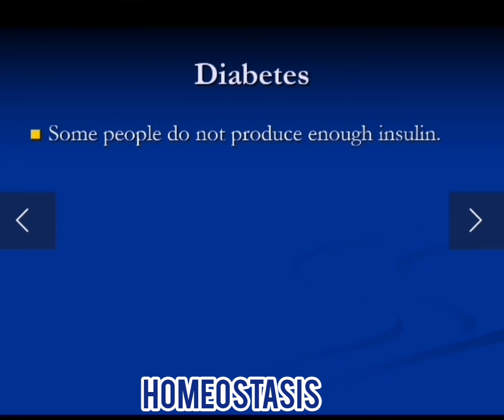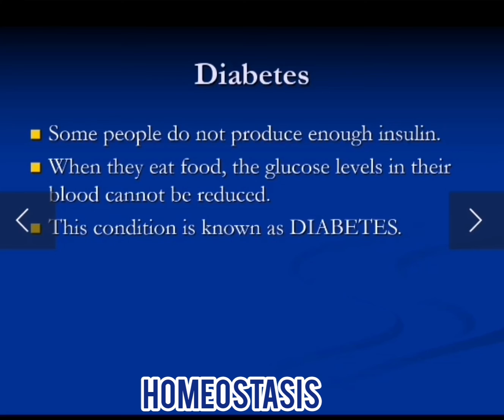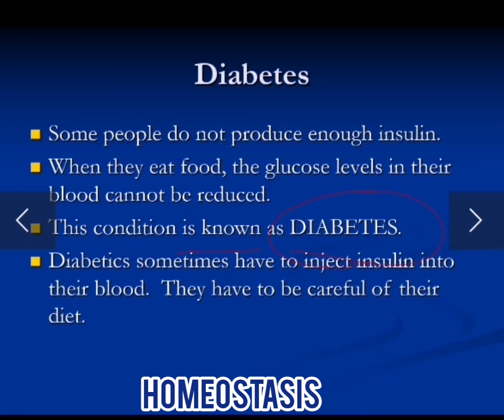Diabetes. Some people do not produce enough insulin. When they eat food, the glucose level in their blood cannot be reduced. This condition is known as diabetes. So we know now that diabetes is the inability of the body to reduce glucose levels. Diabetics sometimes have to be injected with insulin into the blood. They have to be careful with their diet. So the diabetic person needs insulin injections and takes care of their diet.